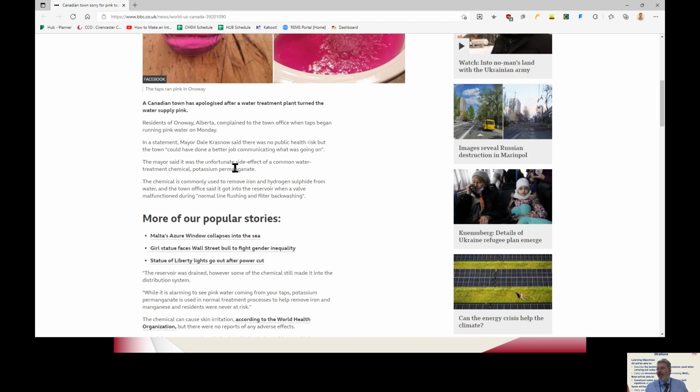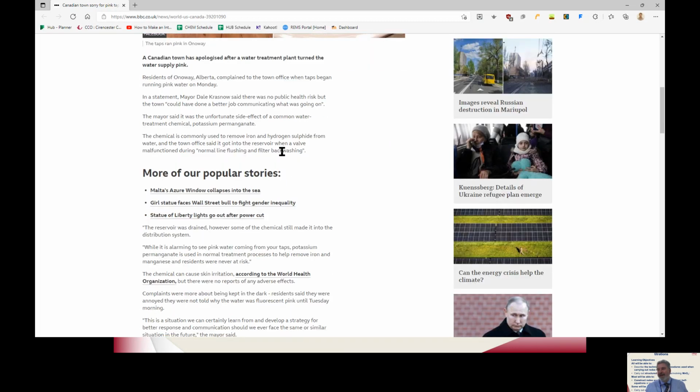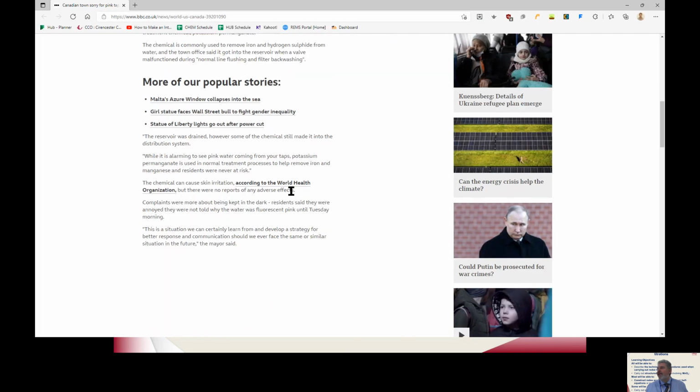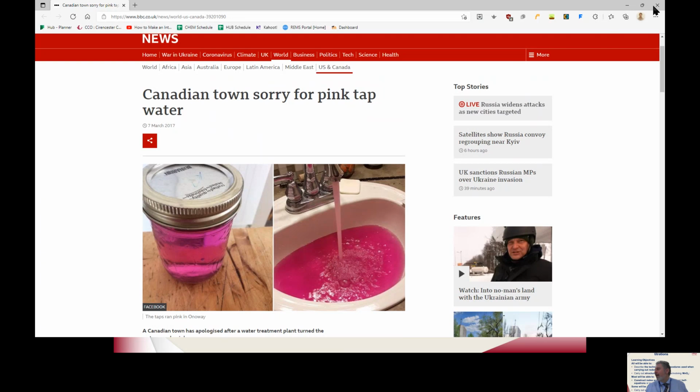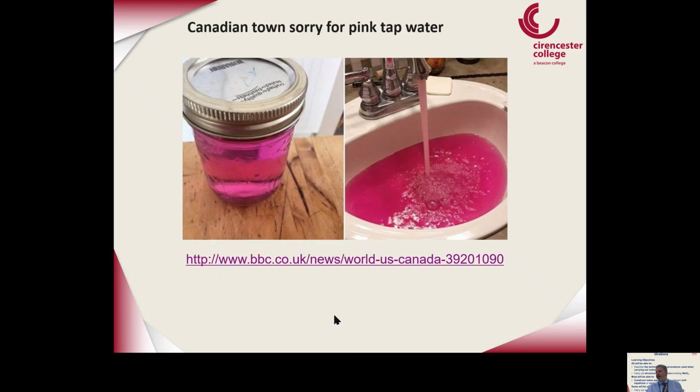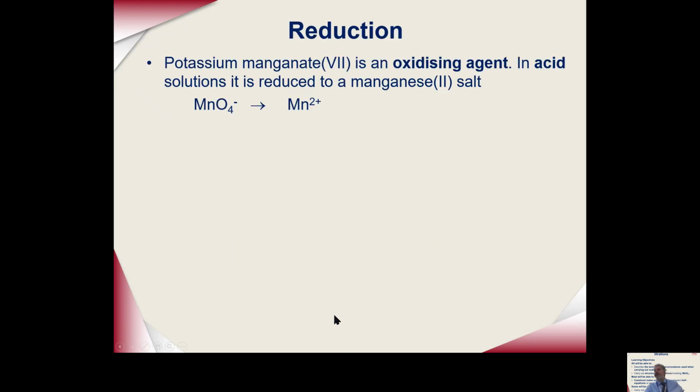In common water treatment, potassium permanganate is used to remove iron, which you'll see when we look at the equation in a bit, and hydrogen sulfide from water. So a valve malfunctioned and let too much of the potassium manganate in and basically colored all the water pink. Okay, right, let's move forward then. This is why they use the potassium manganate, because it's a very good oxidizing agent to oxidize the iron and then get rid of it.